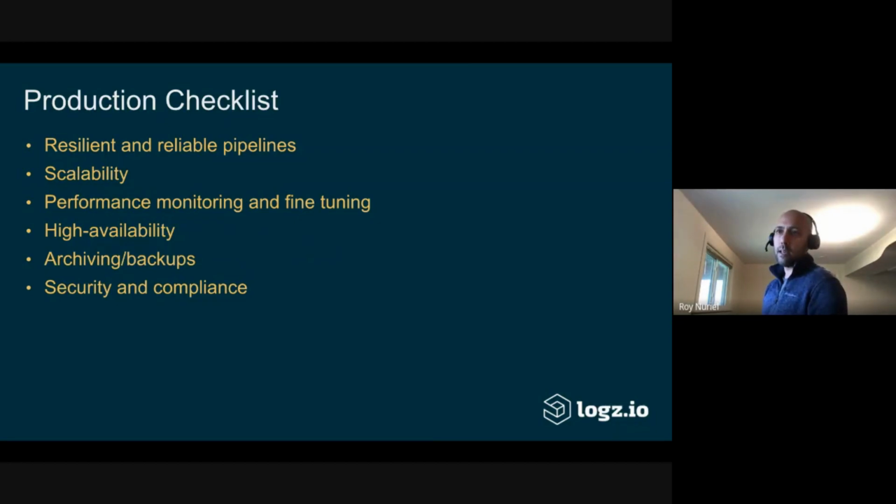What you can see here is a production checklist that we've put together. Obviously, the first thing is to make sure that the environment is resilient and reliable. I mentioned the need to monitor the environment, to make sure that it's up and running and the data is getting into the environment. The second thing is your ability to really scale and get more data.